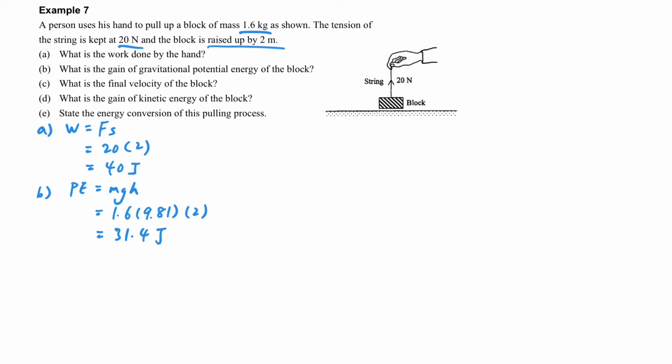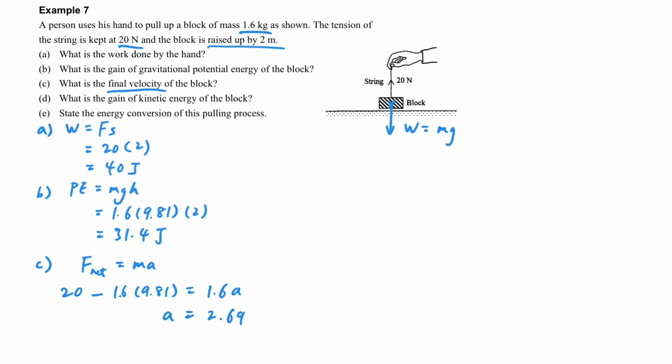Then what is the final velocity of the block? Why is there a final velocity? Because a force is applied upward, and this force is larger than mg. That means there is a net force acting on it. When there is a net force, there is an acceleration. So we have to use F equals ma to find the acceleration first.